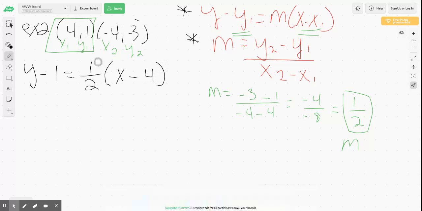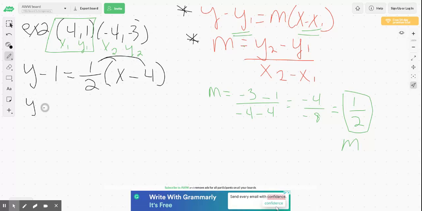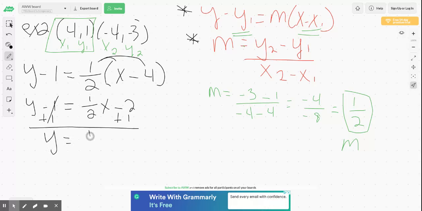We can also take it a step further by distributing so that we can convert it into slope intercept form. y minus 1 equals a half x minus a half of 4, which is 2. Then I'm going to cancel out this -1 by adding 1. If I do that to one side, I have to do it to the other side. Those ones cancel. So I have y equals a half x, and then -2 plus 1 is -1. So either form is correct. It just depends on what the problem's asking for.